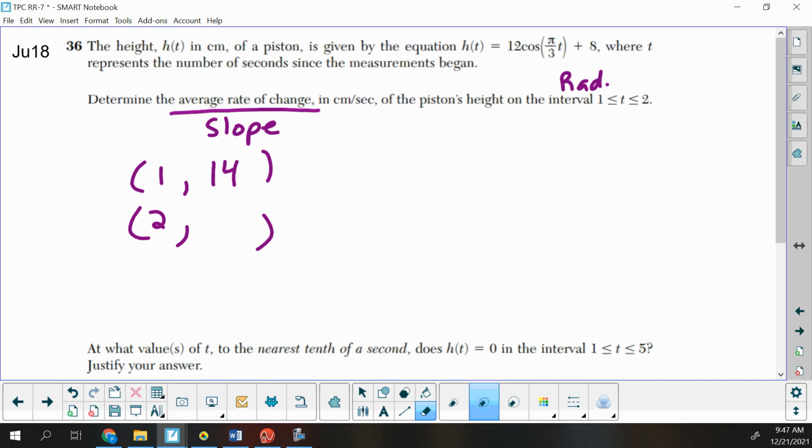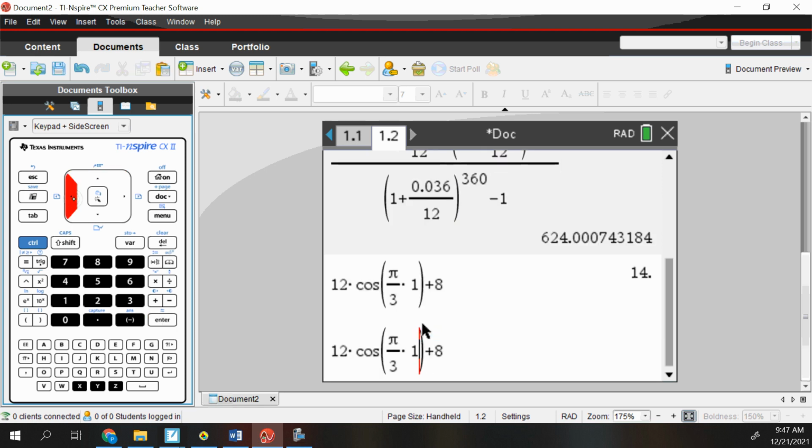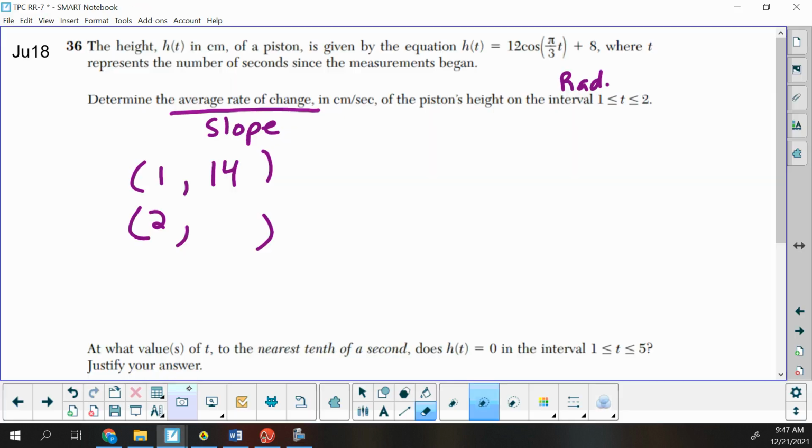Well, now we just want to sub in 2 for x. The easy way to do that, scroll up and highlight, hit enter, go over to where the 1 is and delete it out and switch it to a 2. And we get that as just 2. So this is the point 2 comma 2.